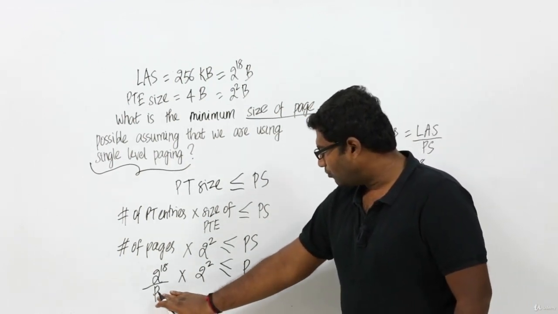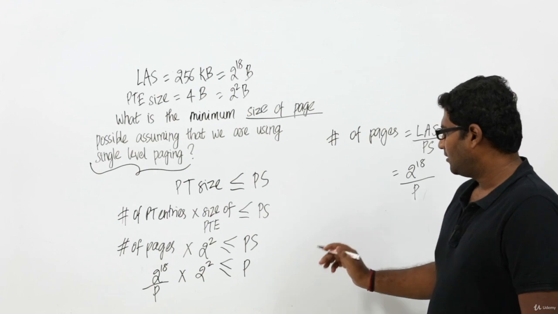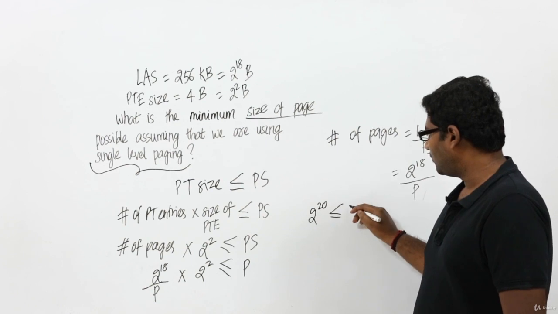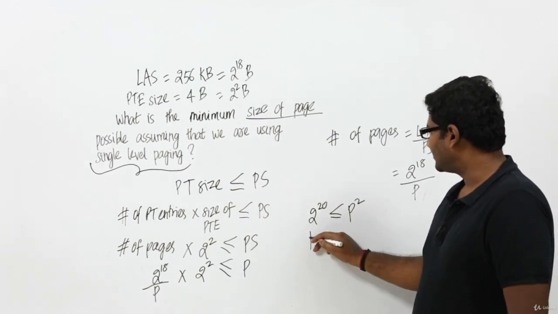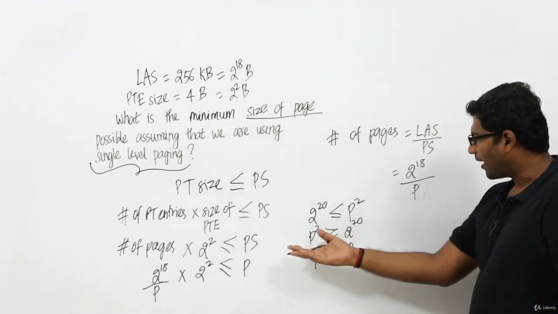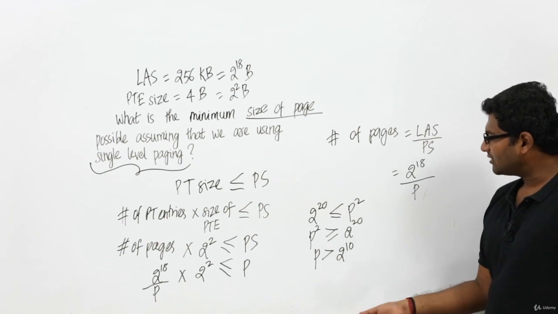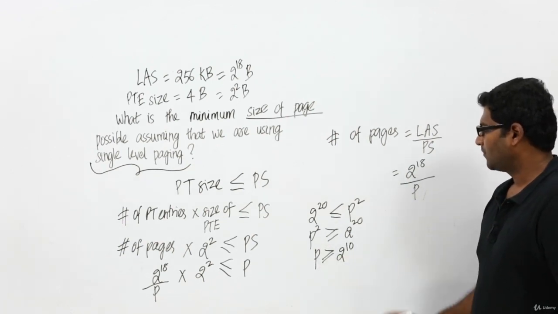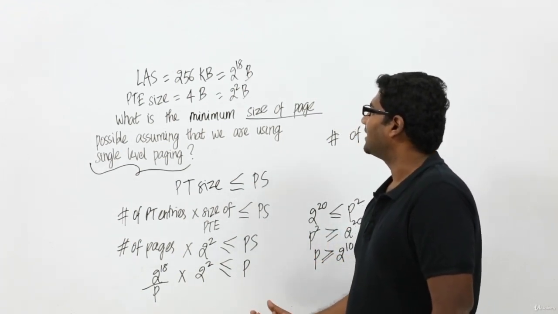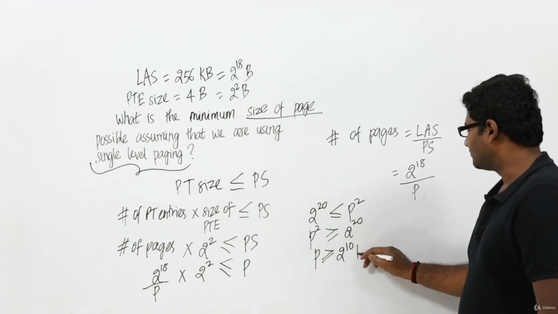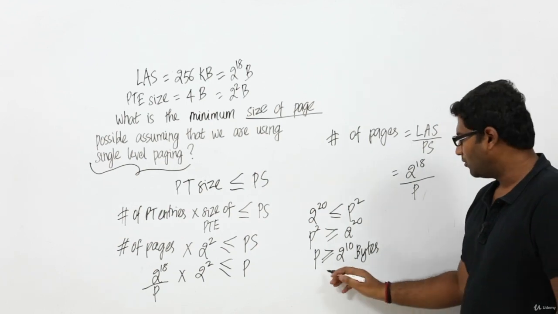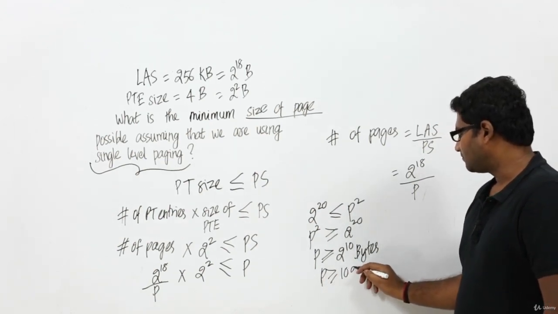P. Now I am going to move this P over here. Now 2 power 20 is less than or equal to P square. I can also write this as P square is greater than or equal to 2 power 20. I am taking square root on both sides. In that case, P will be greater than or equal to 2 power 10. Now, what is the unit for 2 power 10? P is nothing but page size, so it is bytes. So the size of the page should be greater than or equal to 1024 bytes.